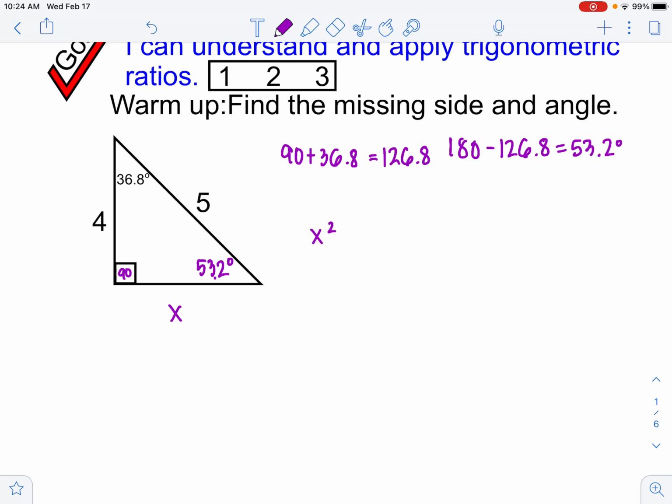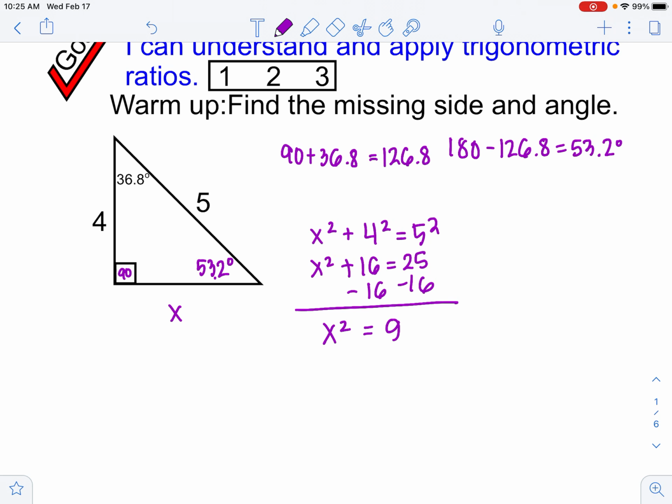So if I call this x, I can use the Pythagorean Theorem where I do leg squared plus leg squared equals hypotenuse squared. X squared plus 4 squared equals 5 squared. X squared plus 16 equals 25. Subtract 16 from both sides. We have x squared is equal to 9. Square root plus or minus. I have x equals positive or negative 3.